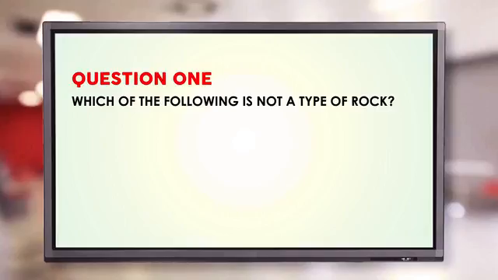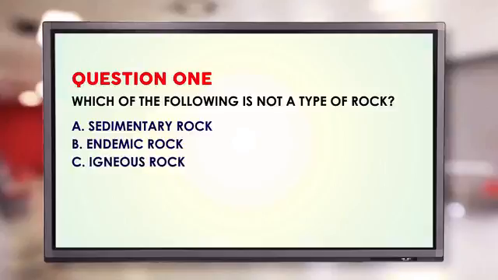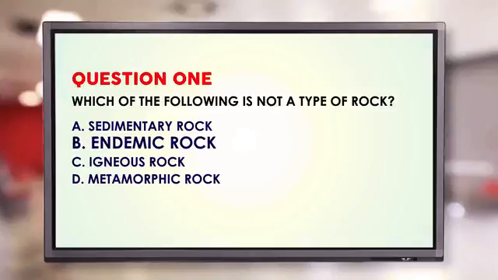Question 1. Which of the following is not a type of rock? A. Sedimentary rock. B. Endemic rock. C. Igneous rock. And D. Metamorphic rock. The correct answer is option B, endemic rock. Endemic rock is definitely not a type of rock.